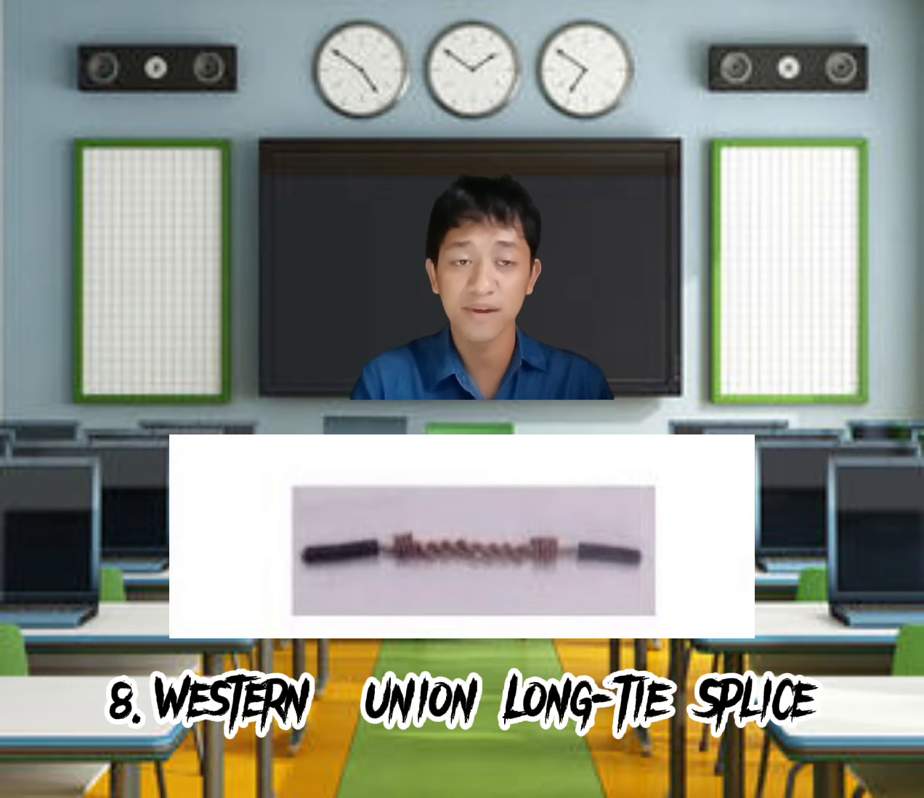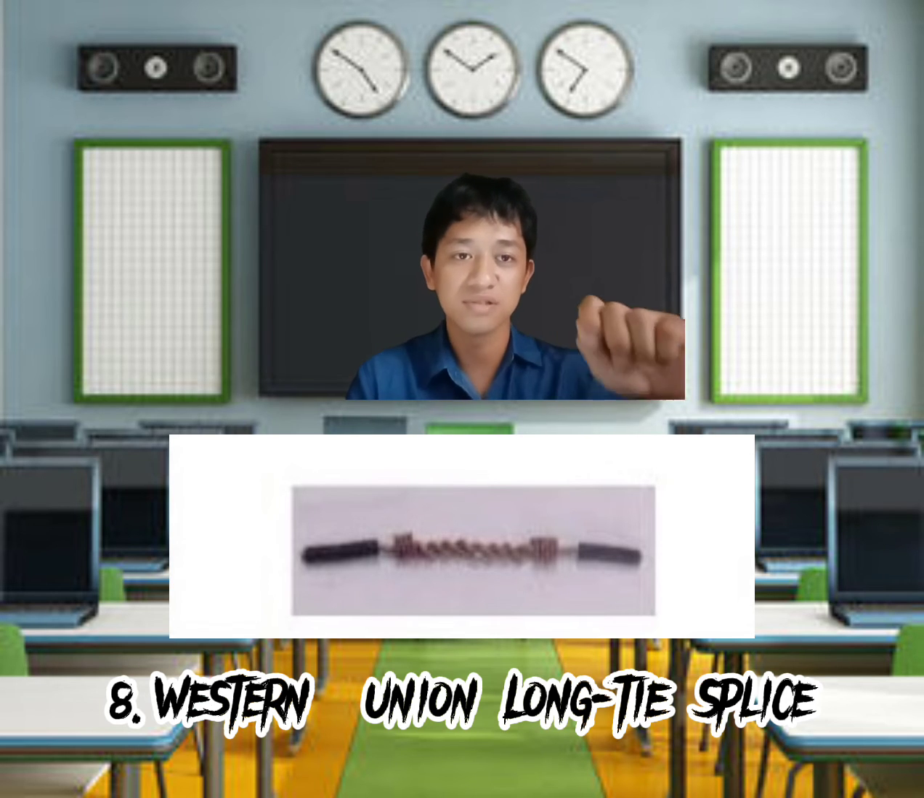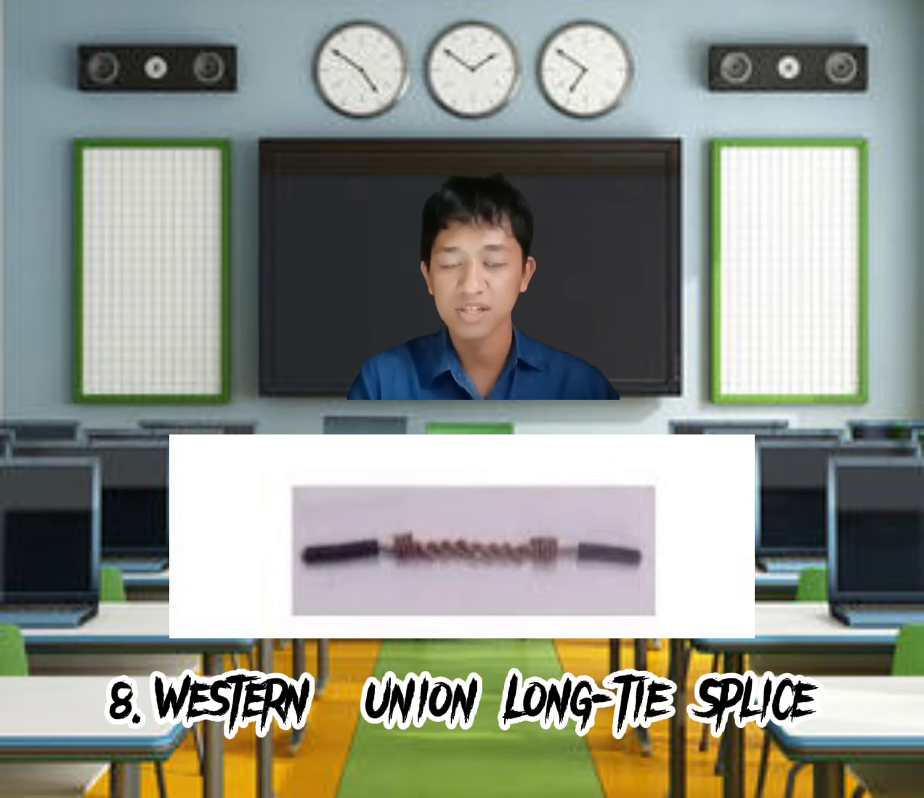So kini siya na splice is mas lig-on ni siya compare sa Western Union short tie. Kay kining long tie, daghan iyang tuyok sa tunga, so mas lig-on siya, dili siya mahagungan ba siya og kanang mga sanga, dira kay siya maputol og dali.